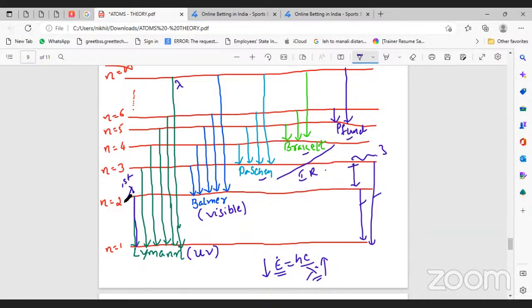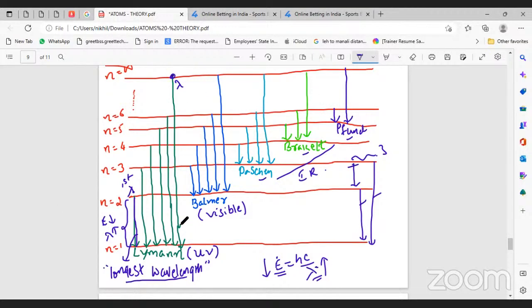So, between the second orbit and the first orbit, the energy is less. If energy is less, the wavelength will be more. So, this is called the longest wavelength. What is the first line of the series called? The first line of the series is called the longest wavelength. The wavelength of the first line is called the longest wavelength.